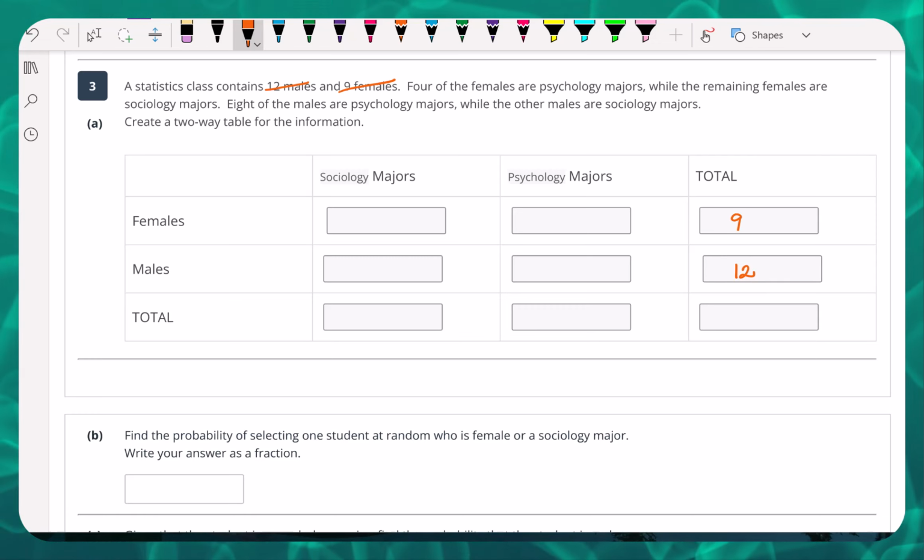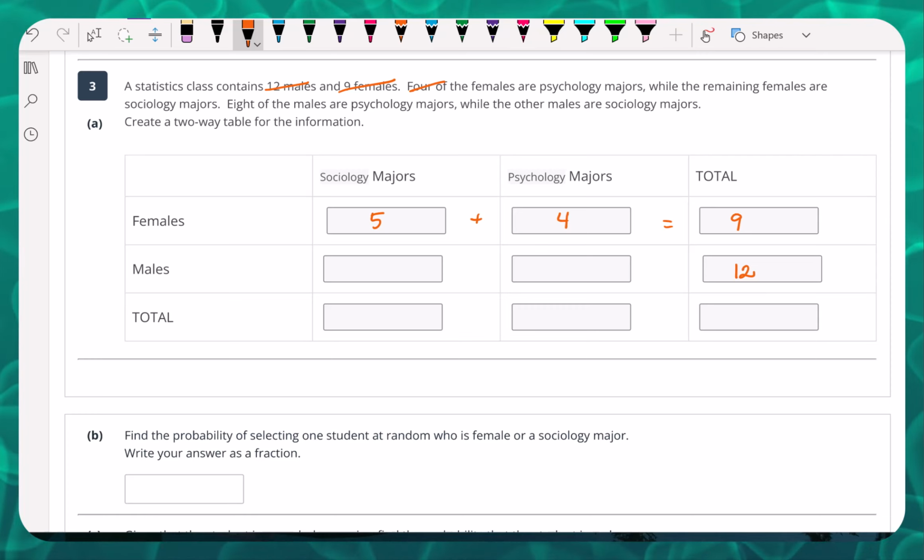Then it says 4 of the females, so this is the female row, are psychology majors. So I have to put 4 here. Now, if I have 4 psychology majors, that means 5 plus 4 is equal to 9, okay? The remaining females are sociology, obviously.